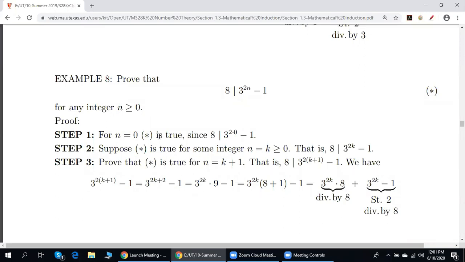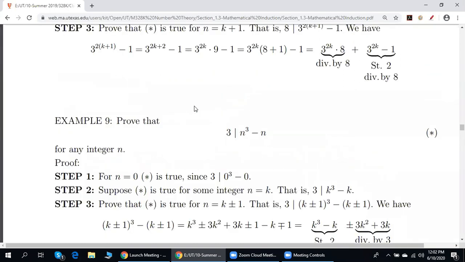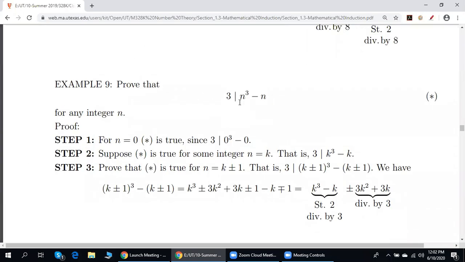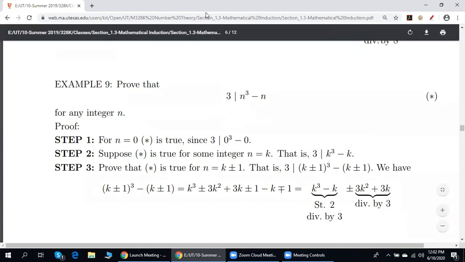This is why, if we put together step 1, step 2, step 3, we conclude that 8 divides this for any integer n greater or equal to 0. Does this make sense? Yes, that's perfect. Thank you. Next, prove that 3 divides n cubed minus n for any integer n.